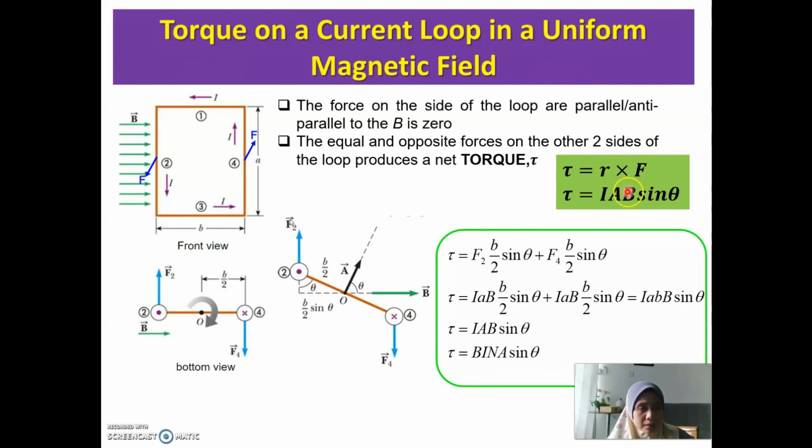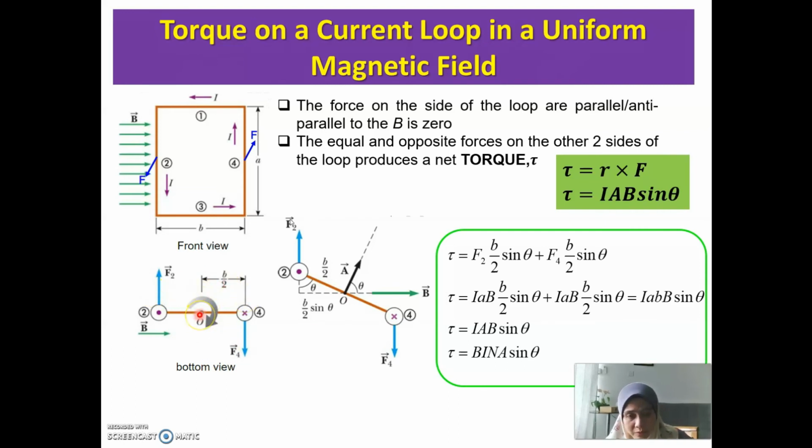So kena ingat R adalah multiply with F. So R dia yang mana kelas? R dia bila you ada F2 dengan F4, okay, jarak dia adalah B. Kenapa B? Kat sini adalah panjang loop F2, yang ini adalah panjang loop F4. So the distance between the loop is B. So kat mana axis of rotation? Kita kena letak axis of rotation, kita buat simbol O. Right? So this is the axis of rotation. So daripada panjang dia adalah B.